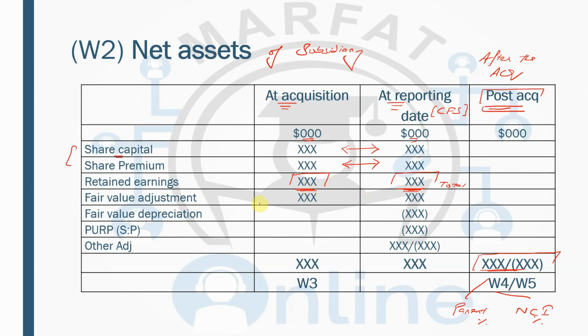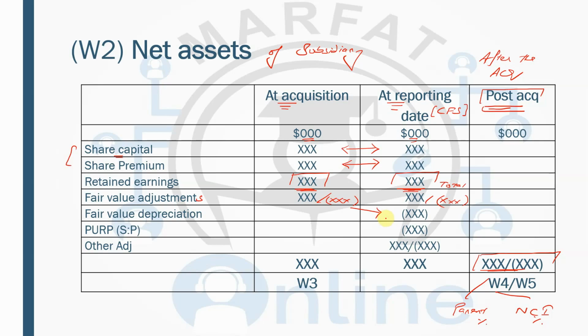And then there will be the fair value adjustments. Now we have already done the discussion on the fair value adjustment. It can be either positive when upward or it can be negative when downward. And similarly, when there is upward fair value adjustment, you are going to deduct the depreciation at the reporting date.